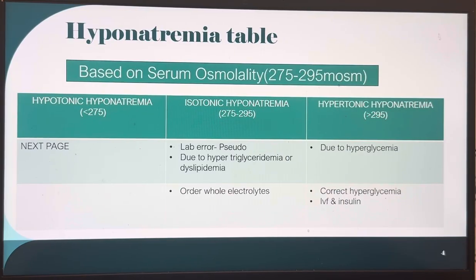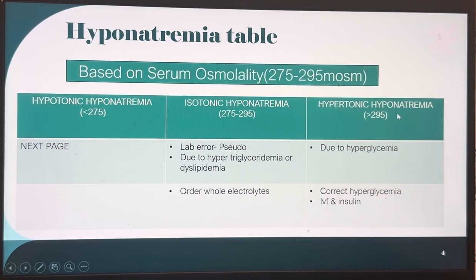This could be a lab error. It's actually not hyponatremia, it's a pseudohyponatremia. It could be due to the patient having either hypertriglyceridemia or dyslipidemia or increased proteins. That's when you get sodium levels low, but actually the sodium levels are normal. To check that, if you order whole electrolytes, you get normal sodium levels.